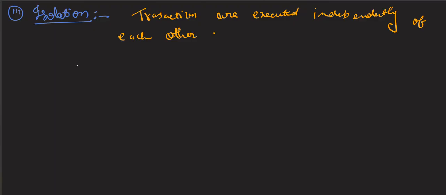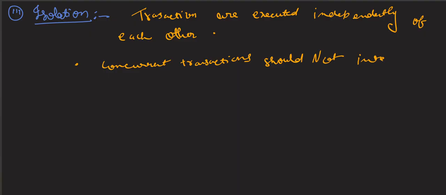Okay. So the concurrent transactions should not interfere. For example, suppose two people are booking the same movie seat, they should not get it at the same time.